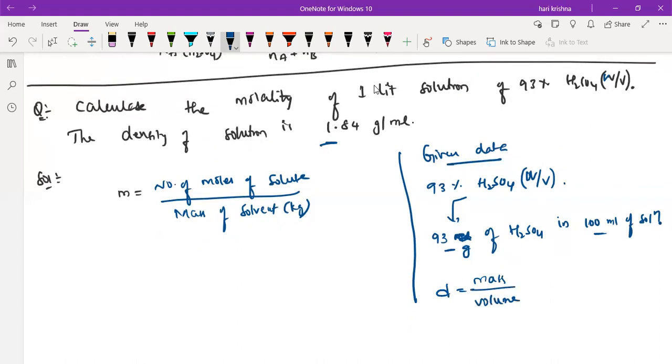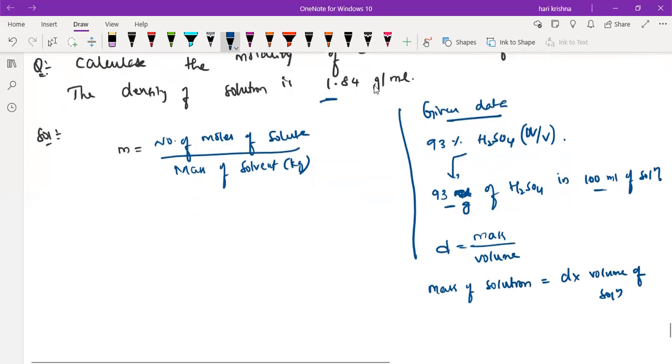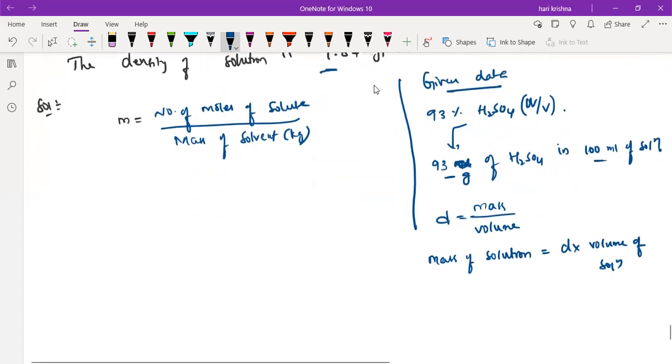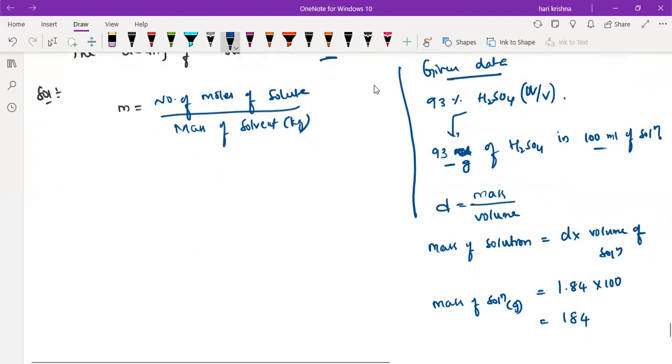So if you want the mass of the solution, what can we do? Density into volume of solution. So if you take this density as 1.84 and volume of solution is 100, then what is the mass of the solution in grams? 184. Okay. Now, if you want the mass of the solvent now, what can we do?